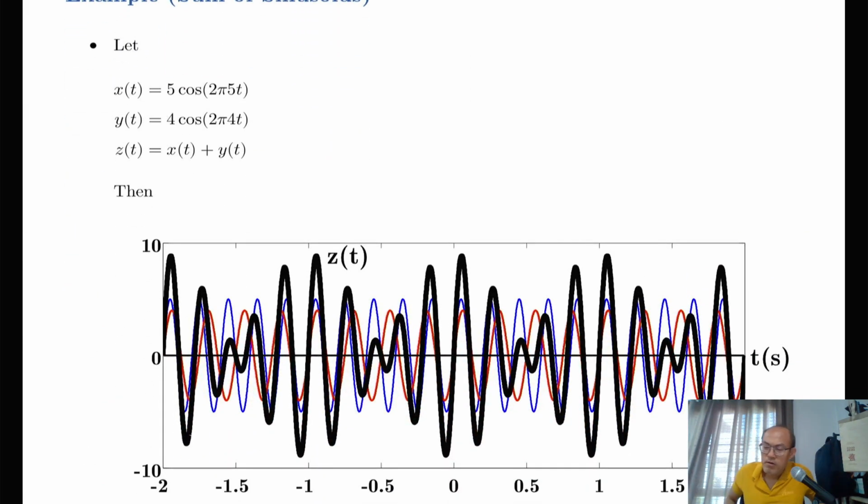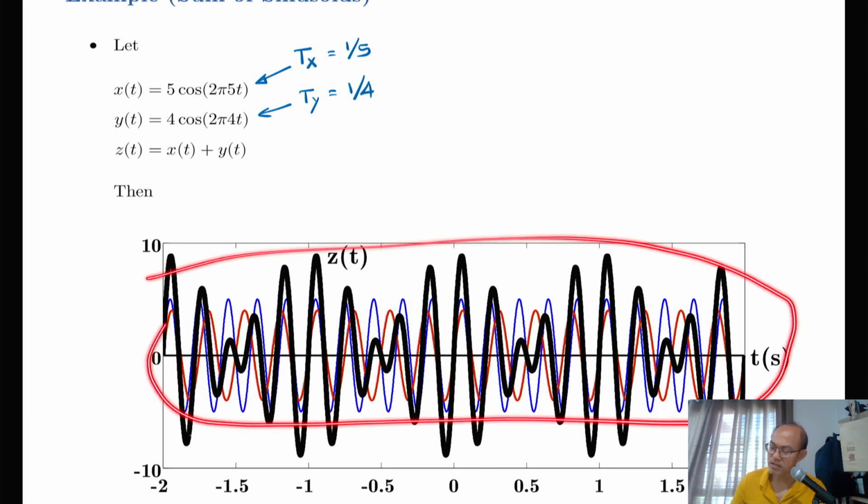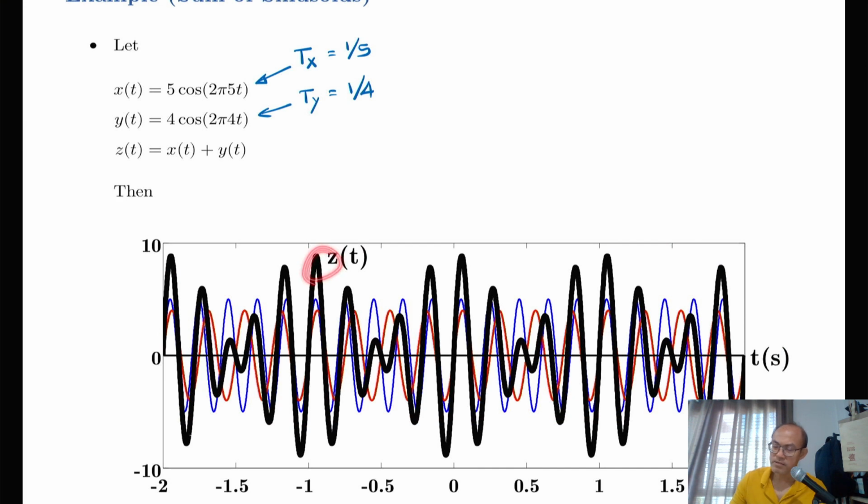Another one, we're adding signals x and y together. X is 5 cosine something, and y is 4 cosine something, and the period of x is 1 over 5, and the period of y is 1 over 4. So we're adding them to get the signal z. Now I added them in MATLAB, and the signal z is the black signal.